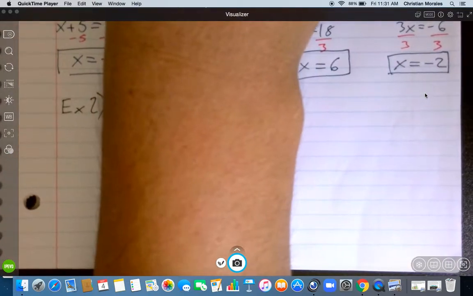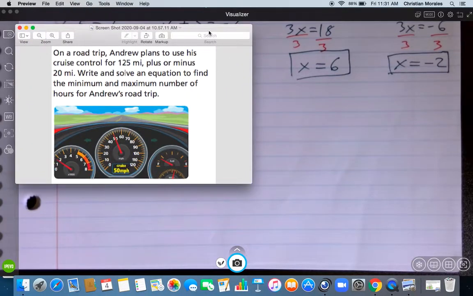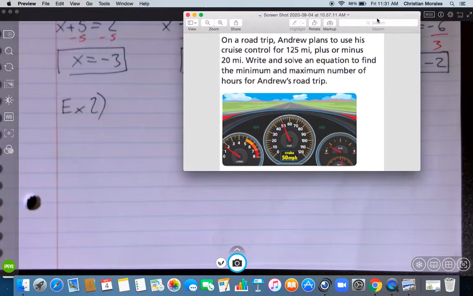This one. And this is a word problem, so let me pull up the word problem. On a road trip, Andrew plans to use cruise control for 125 miles, plus or minus 20 miles. Write and solve an equation to find the minimum and the maximum number of hours for Andrew's road trip.